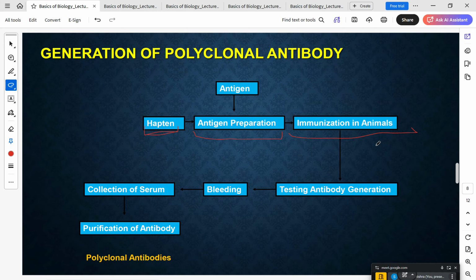Like there is an initial exposure, and then there are booster doses, and then the animal is allowed some time to generate the antibodies, after which whether there is an antibody titer or not is tested using ELISA or some similar immunoassay. Then you take multiple bleeds from the animal. Now depending on the animal, if it's a rabbit versus if it's a mouse, the amount of blood that you collect and therefore the amount of antibody that you get is going to vary.